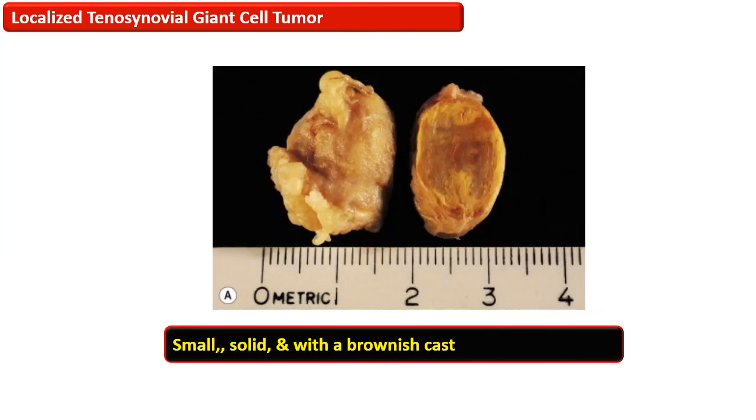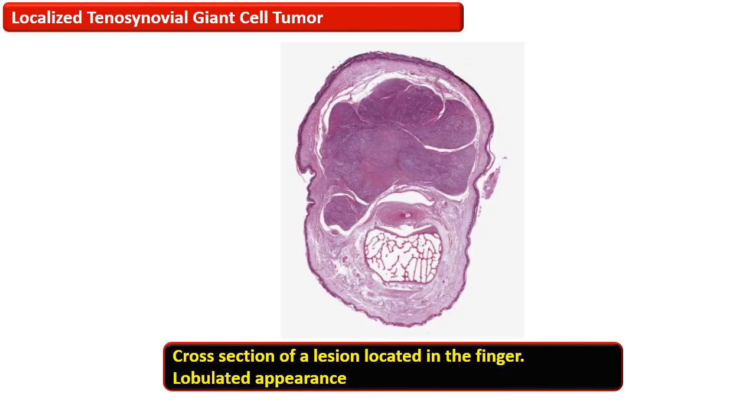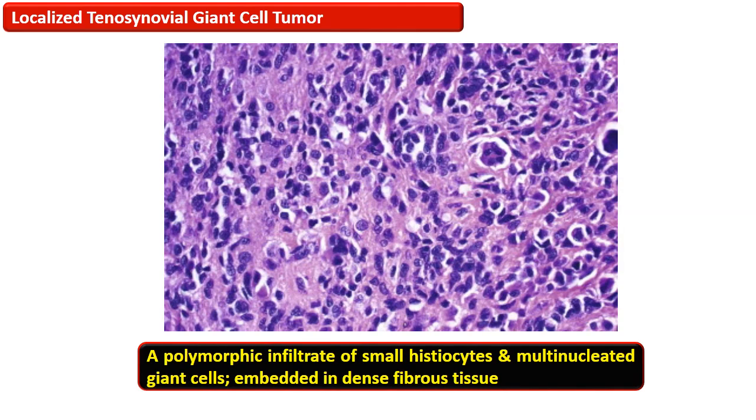So this picture is showing the gross appearance of tenosynovial giant cell tumor, which is a small solid tumor with brown cast. The brown cast is due to the hemosiderin. This is the whole mount of the localized form of tenosynovial giant cell tumor, showing lobulated appearance of the lesion. This is the histopathological appearance, showing dense fibrous tissue with polymorphic infiltrate of small histiocytes and multinuclear giant cells.